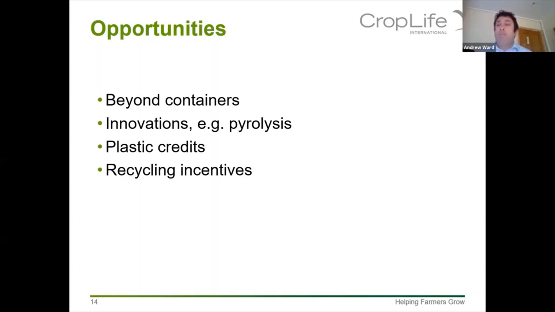Then also, this is something not just of interest to us, but also to the petrochemical industry. And there are interests as to how management of plastic can generate plastic credits, which would help on the finances of the system. And then looking at recycling incentives, what recycling incentives are there within a country? And how as an industry can we build on those?